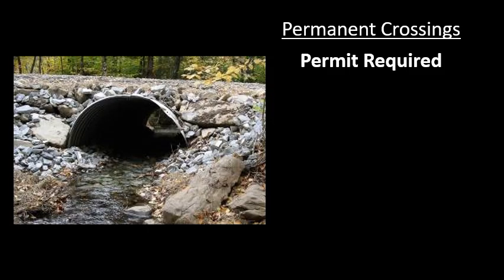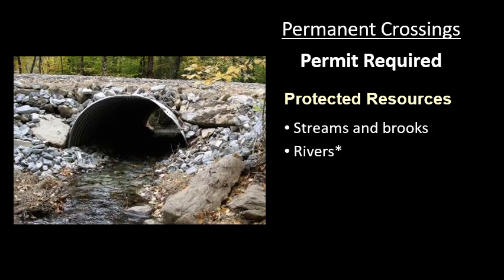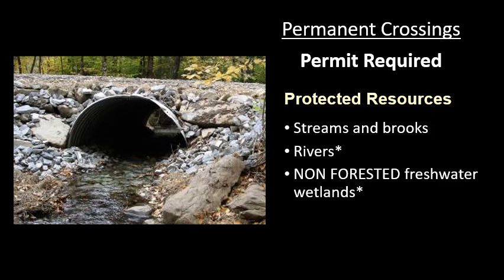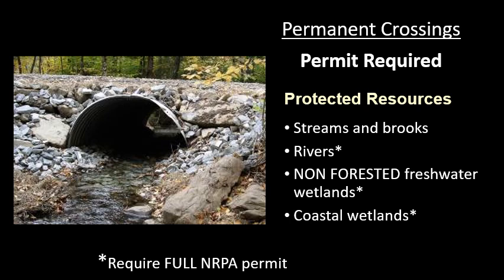If you're deciding on a permanent crossing, a permit will be required, and that goes for any protected natural resource, including streams and brooks, rivers, non-forested freshwater wetlands. So if you are in a wetland that is dominated by trees that are 20 feet tall or higher, that is a forested wetland. There's no permit requirement there. But if you have vegetation that's smaller than 20 feet, it's not dominated by trees, it's a non-forested wetland. And then coastal wetlands as well.